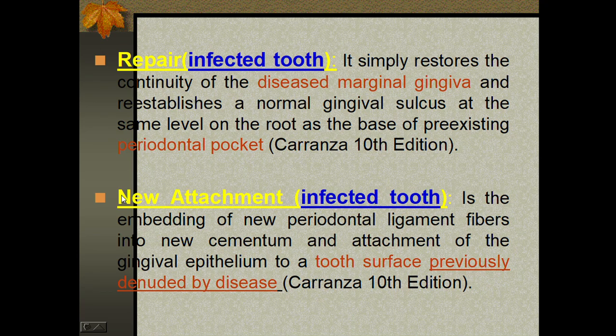Now new attachment. Altogether new attachment. New attachment is the embedding of new periodontal ligament fiber into new cementum and attachment of gingival epithelium to a tooth surface previously denuded by disease. That means on an infected tooth.